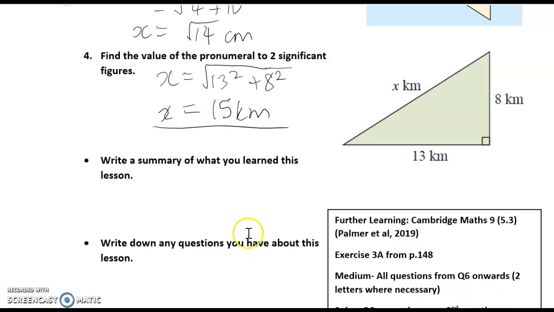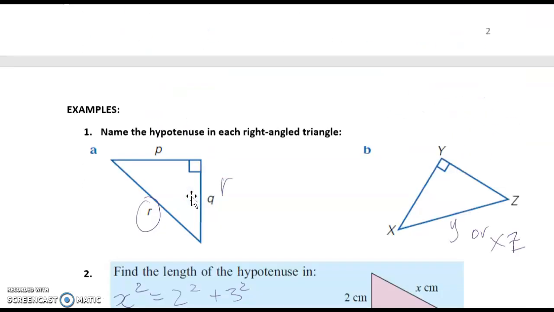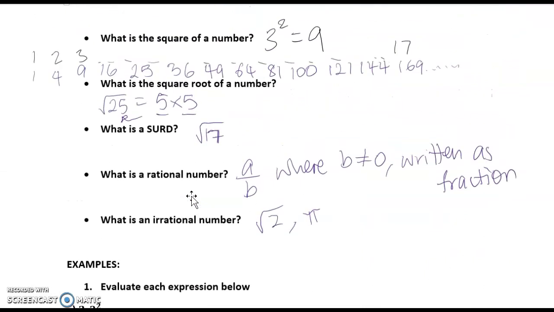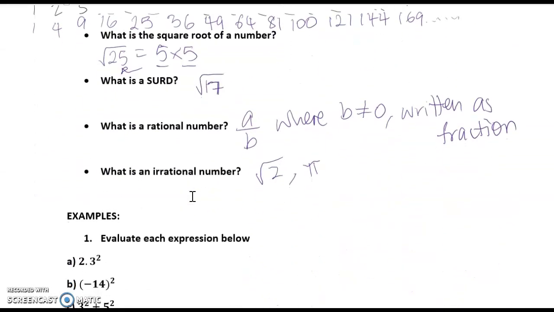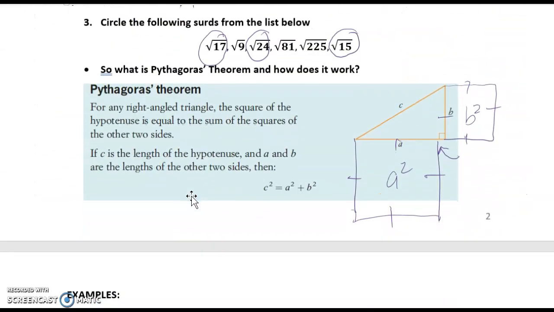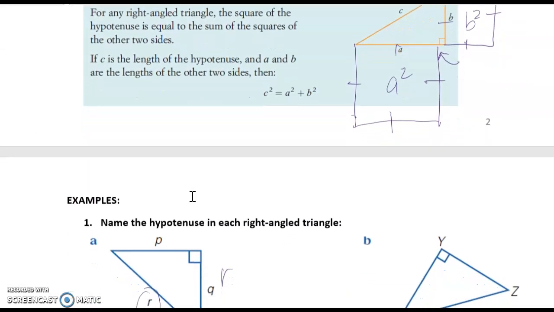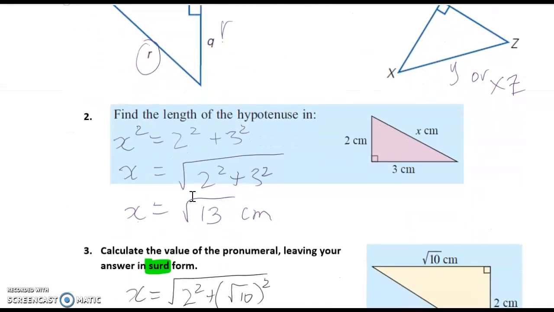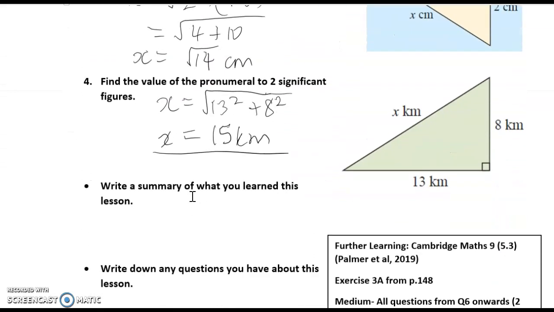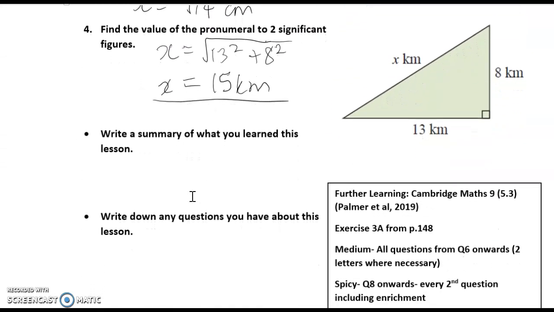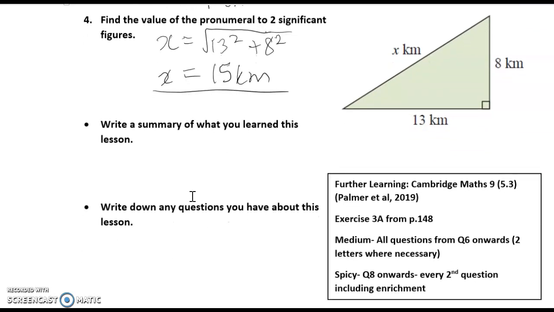So write down your own summary. So we've just kind of revised today the meaning of Pythagoras' theorem, the meaning of squares, square roots, surds, rational and irrational numbers, calculator work, what Pythagoras' theorem is, how to identify the hypotenuse, and how to find the value of the hypotenuse, either in surd form, rounding, or to significant figures.